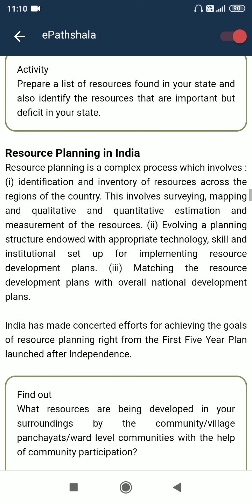Activity. Prepare the list of resources found in your state and also identify the resources that are important but deficient in your state. Resource planning in India. Resource planning is a complex process which involves identification and inventory of resources across the regions of the country. This involves surveying, mapping, and qualitative and quantitative estimation and measurement of the resource.